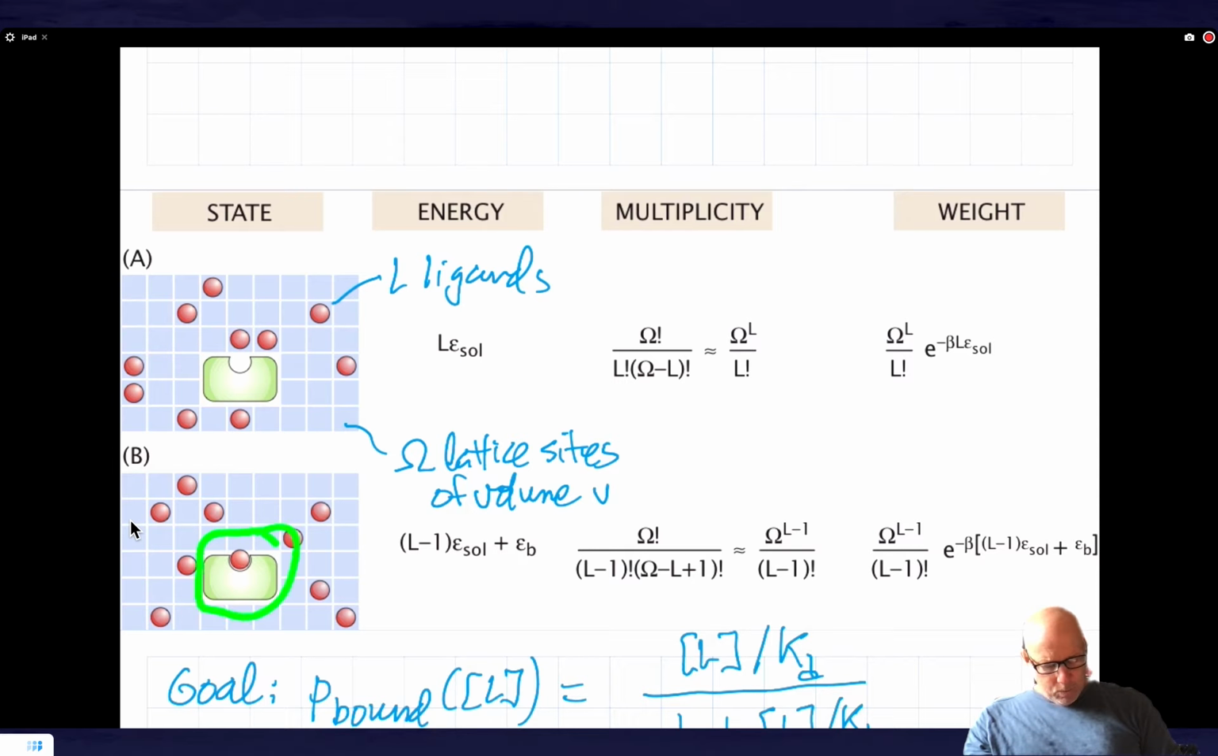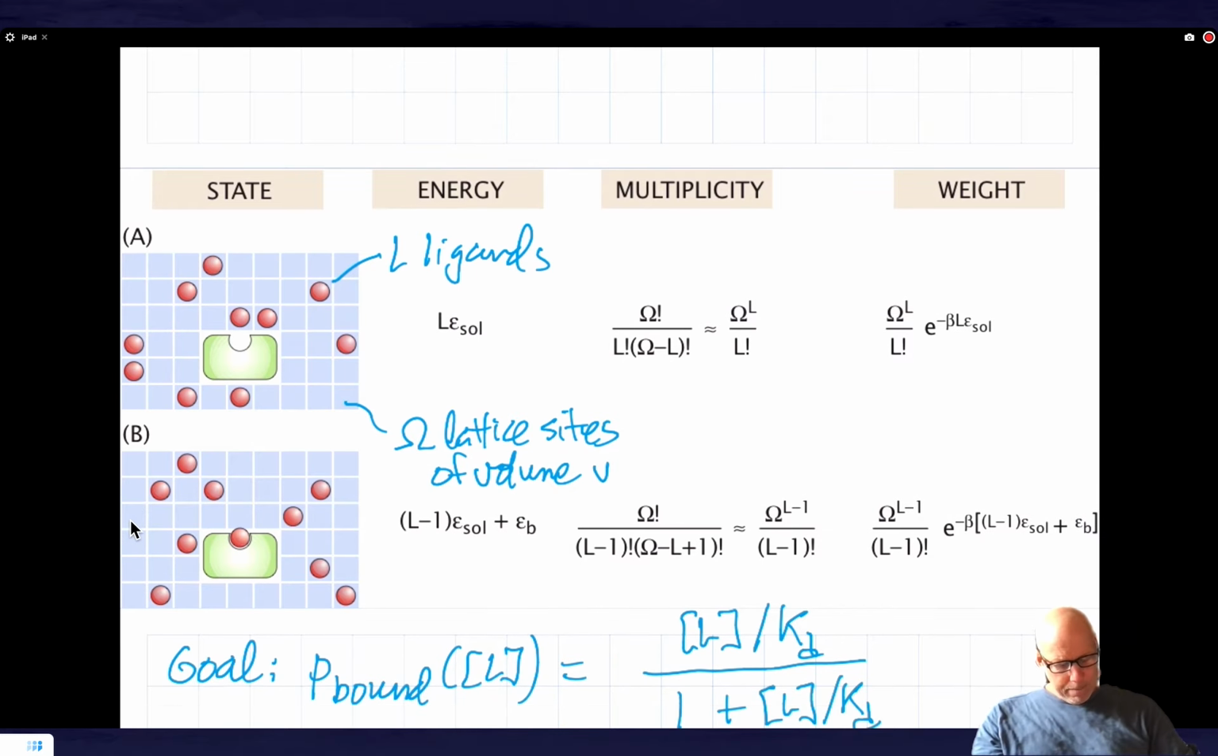In this case, one of the ligands is now bound to the receptor. So that means that I've removed one of the molecules from solution. So the energy of solution molecules is L minus 1 epsilon solution. And now I also, in addition, have a binding energy, because of this glue interaction between the receptor and the ligand. I'm going to assign an energy epsilon b, which stands for epsilon bound. Okay, next.